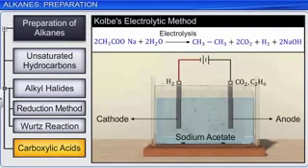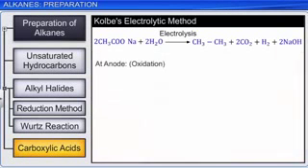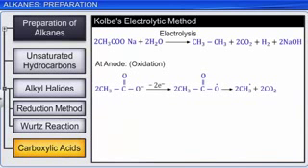The mechanism of the reaction can be understood through the following steps. At the anode, the acetate ions in the solution lose electrons and form acetate-free radicals. The acetate-free radicals lose a carbon dioxide molecule and thus form methyl-free radicals. The methyl-free radicals further react and form ethane gas.